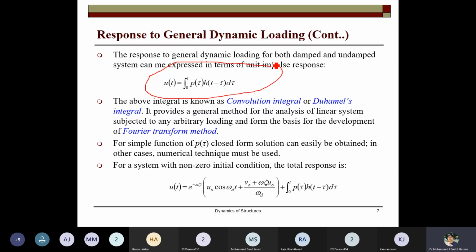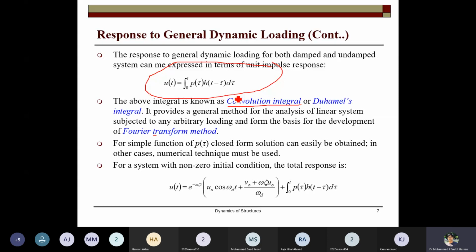So finally, it can be said that it is possible to solve the system by the Duhamel integral, by taking the convolution integral and then superimposing it. In another way, it is a kind of Fourier transform. We can also solve it by Fourier transformation. So this is the response to the general dynamic loading.